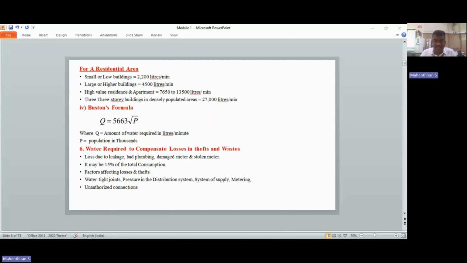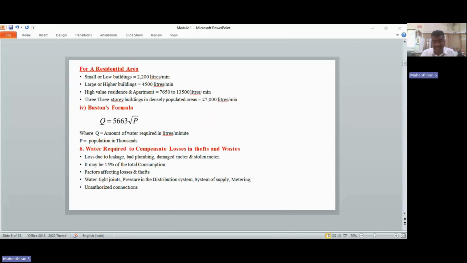This formula shows that water demand is proportional to the square root of the population, not directly proportional. This is very important. Why do we have the square root? Because as population increases, some facilities are shared and efficiency improves, as not everyone uses peak demand simultaneously. So demand increases, but not on a linear scale.